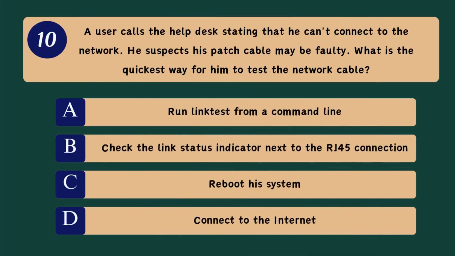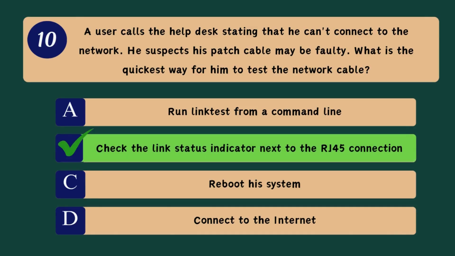Question 10. A user calls the help desk, stating that he can't connect to the network. He suspects his patch cable may be faulty. What is the quickest way for him to test the network cable? A. Run link test from a command line. B. Check the link status indicator next to the RJ45 connection. C. Reboot his system. D. Connect to the Internet.